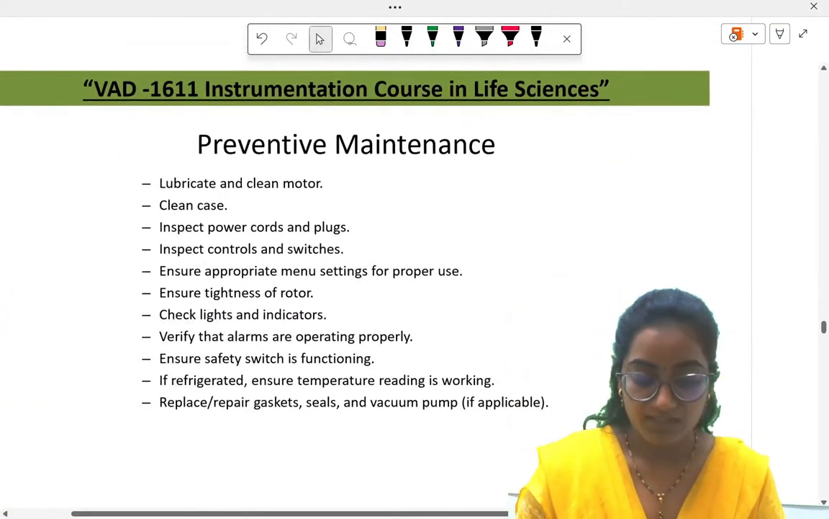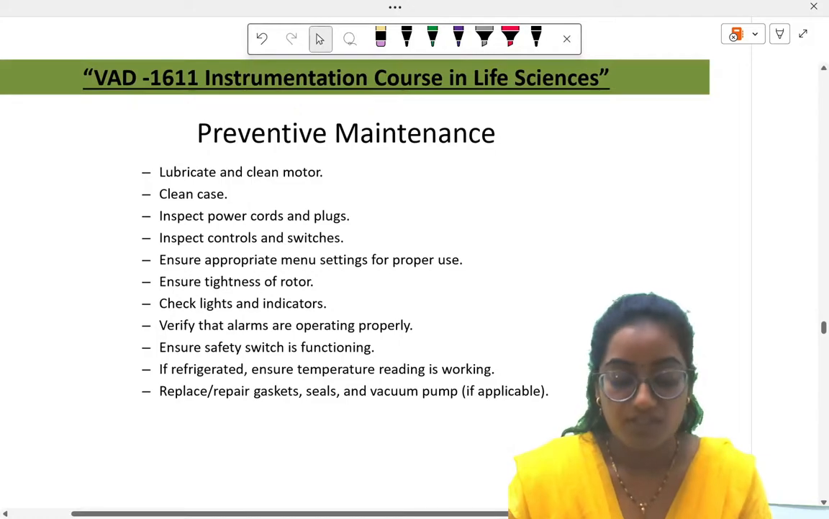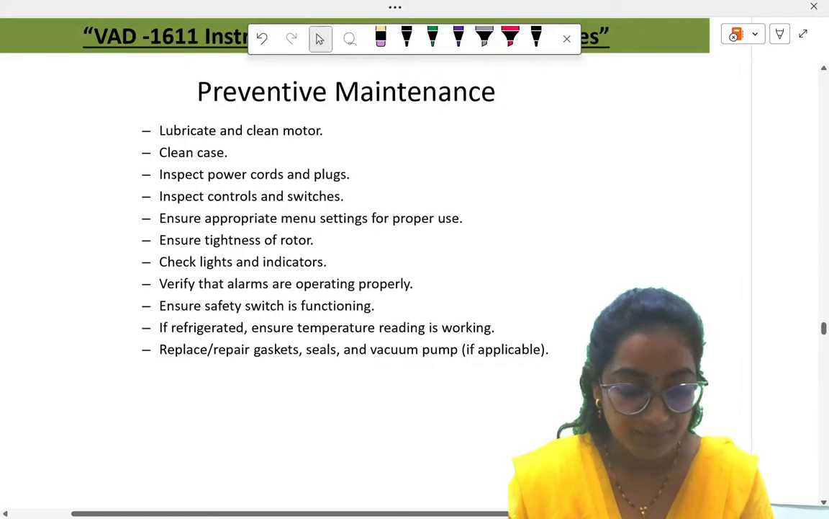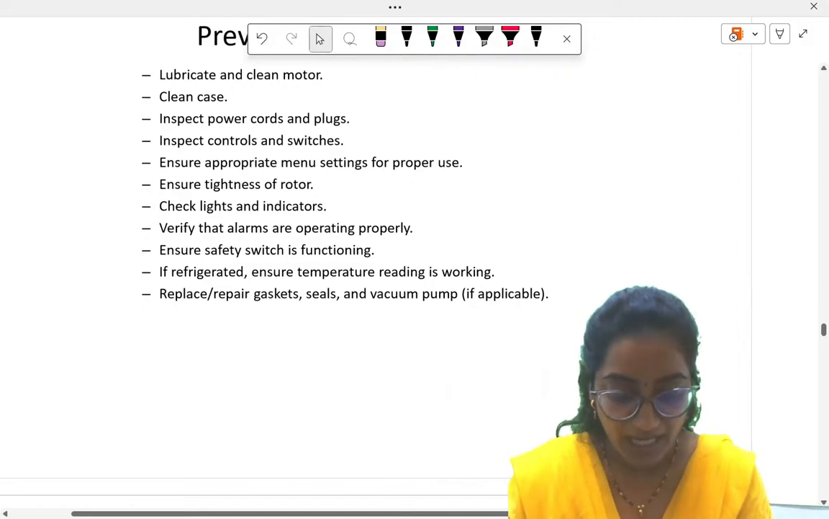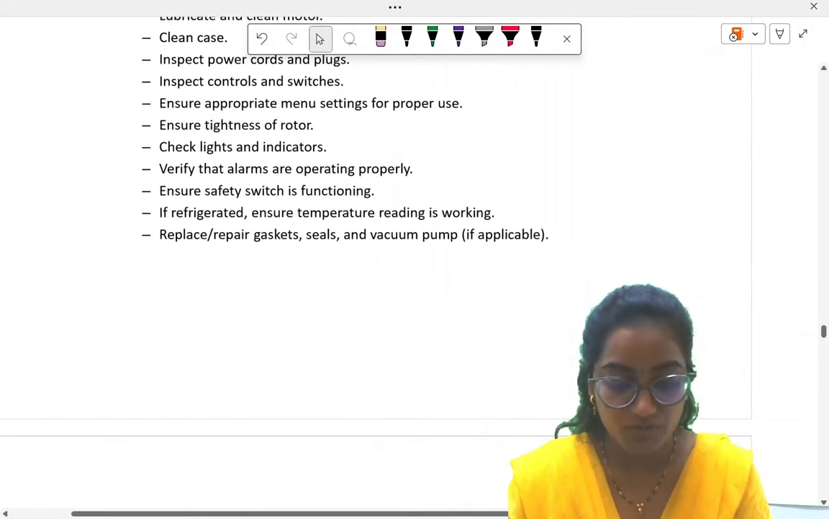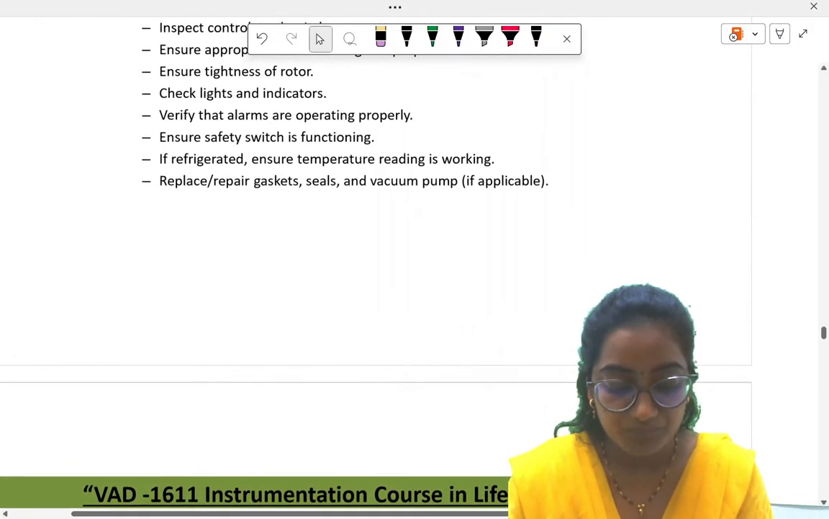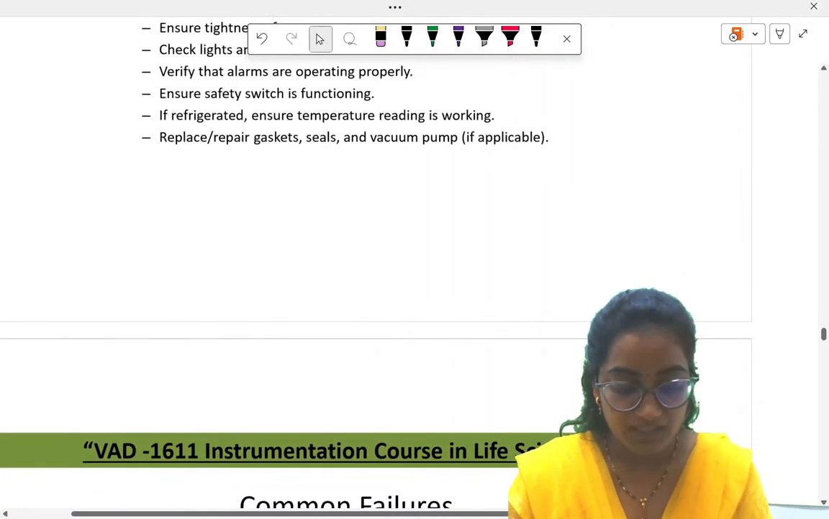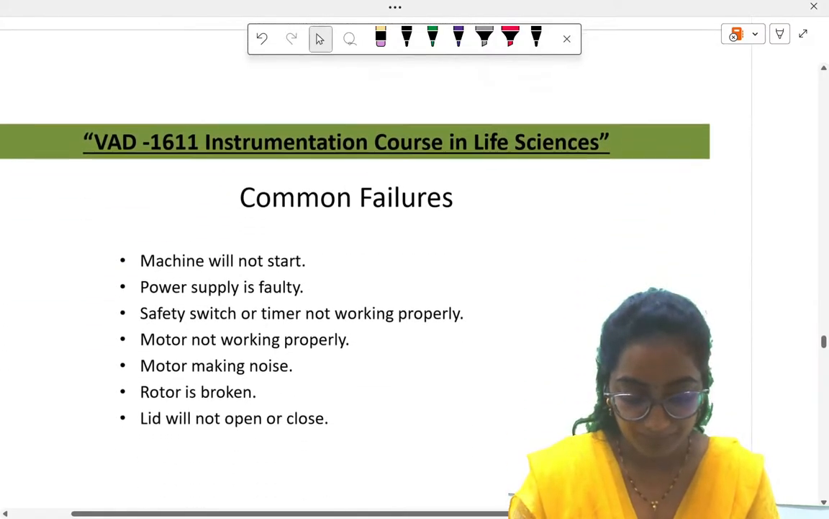Next, preventive maintenance. Maintenance of the instrument is always important for its efficiency. Lubricate and clean the motor, clean the case, inspect power cords and plugs, inspect controls and switches, ensure appropriate menu settings, ensure tightness of the rotor, check lights and indicators, verify that alarms are operating properly, ensure the safety switch is functioning, if refrigerated ensure the temperature reading is working, and replace or repair gaskets, seals and the vacuum pump if applicable.